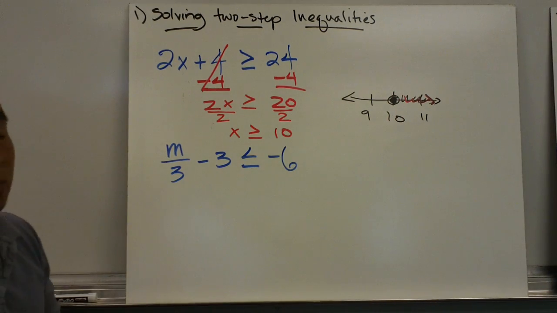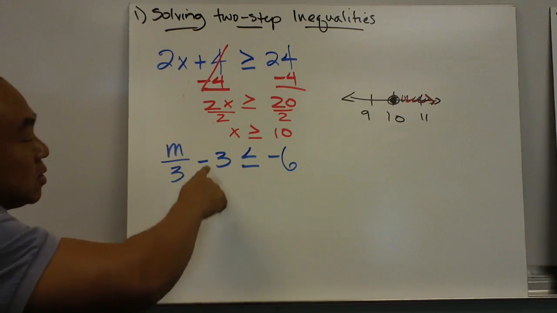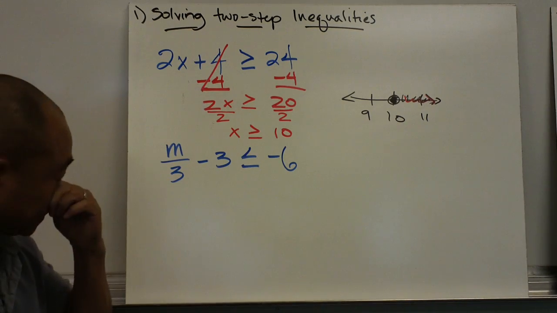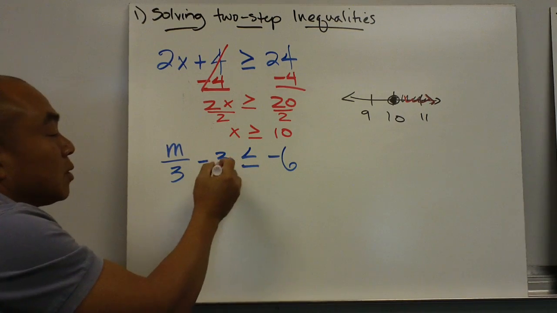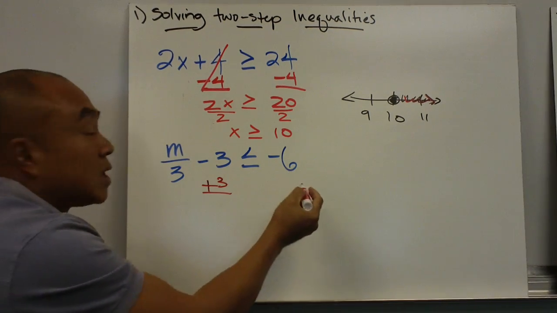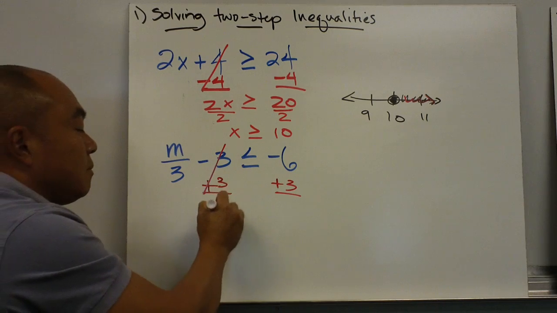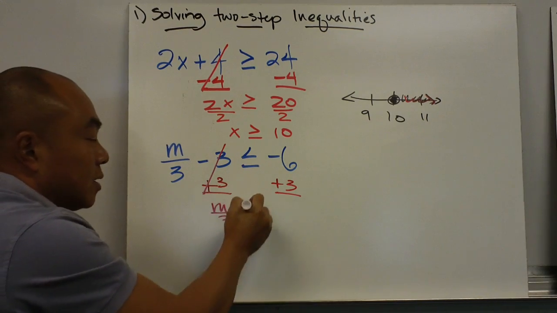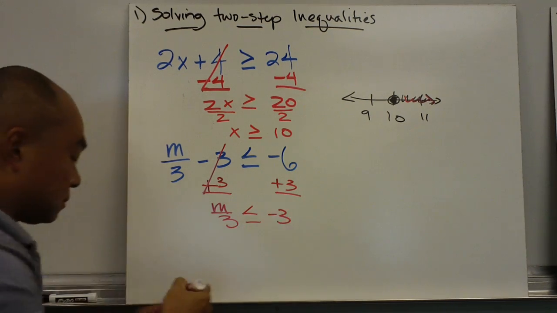Okay, let's look at this one. This one is another two-step inequality. Notice it's going to be a subtraction and a division. So let's do the same thing. Subtract 3, so we use the inverse operation, plus 3. You now have m over 3 is less than or equal to negative 3.